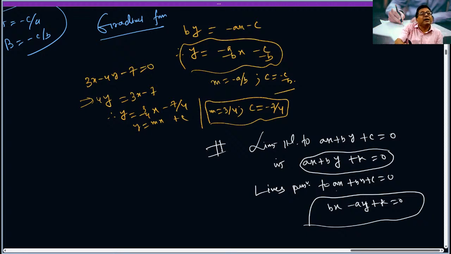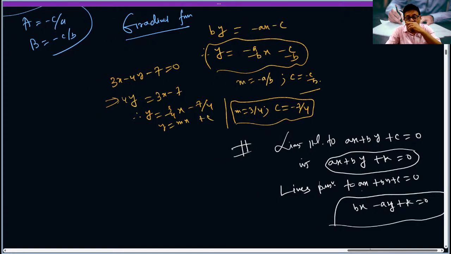A line parallel to a given line, you change the absolute term only, the constant term. Yes. Line parallel to this will be this, line perpendicular to this will be this. Start with this directly. So what is the second one? Interchange the coefficients of x and y and change the sign in between. Isn't it? Yes. Done?